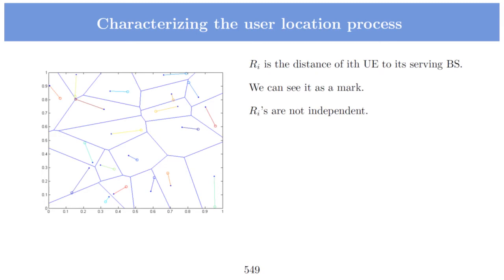Okay, now we have connected these users to this base station, and for each user-base station link, this distance we denote by R. So this can be R1, this can be R2, this can be R3, depending on this. This can also be seen as a mark to each user location. One thing to notice here is that these Ris are also not independent.